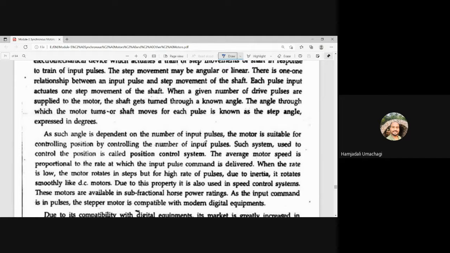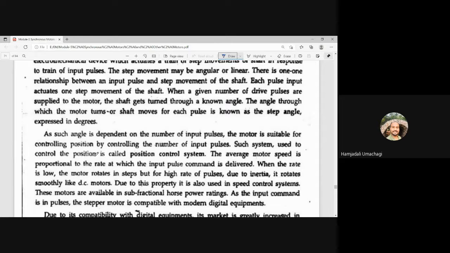So here whenever we apply or control the input pulses, accordingly the shaft of the stepper motor is moving. Because of this we can control the position of any object. So this motor can be used in position control system applications and all. Such a system used to control the position is called a position control system. So in applications like position control systems, we can make use of stepper motors also.